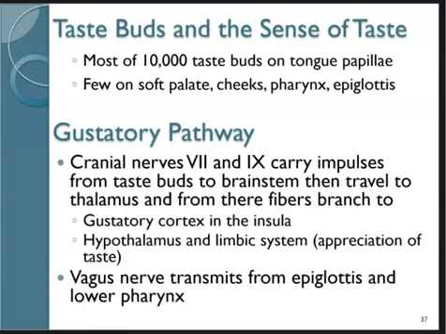These will take the information to our taste buds, from our taste buds to the brainstem, and then to the thalamus, and then they'll go to the gustatory cortex, which is found in a little lobe underneath the temporal lobe. We again send information to the hypothalamus and the limbic system, where we are able to appreciate taste itself. It's the vagus nerve that carries information from the other receptors, whether it's the epiglottis or the lower pharynx.